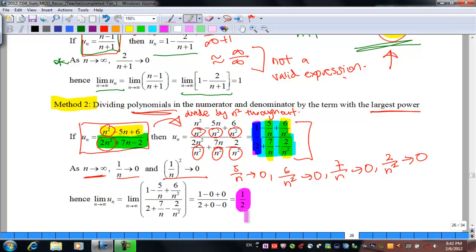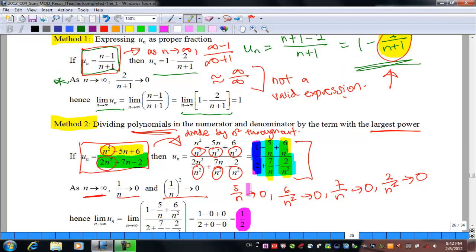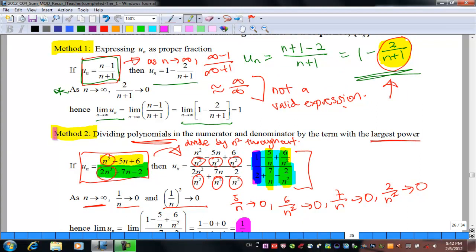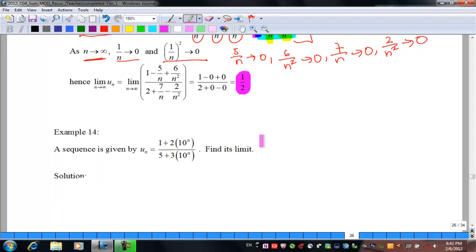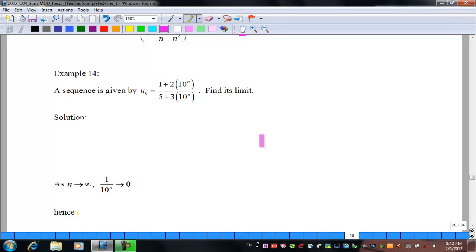Okay, so two main methods. What you see is a simple polynomial, then we usually use method 2. On the other hand, if it is easy to do long division, then I usually express un as a proper fraction. Okay, so let's try one more example. Take a look at example 14.